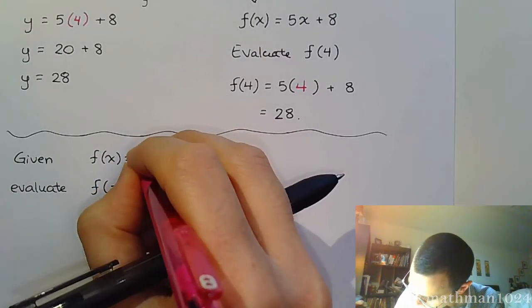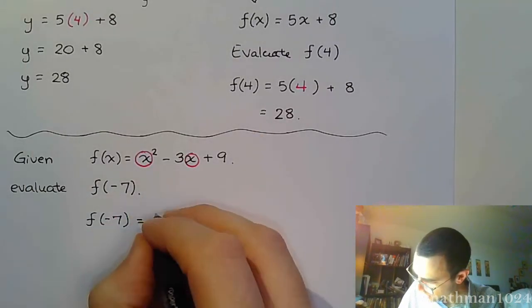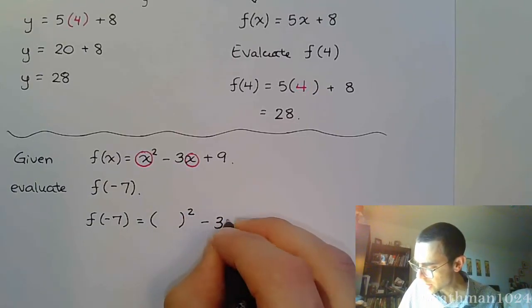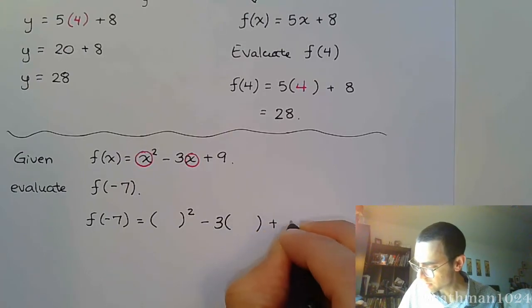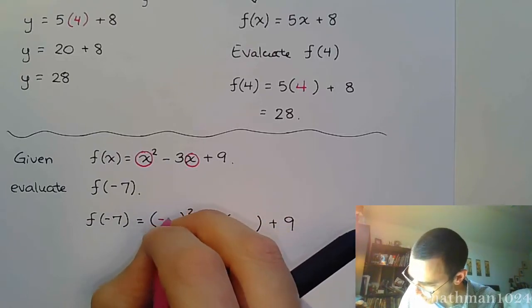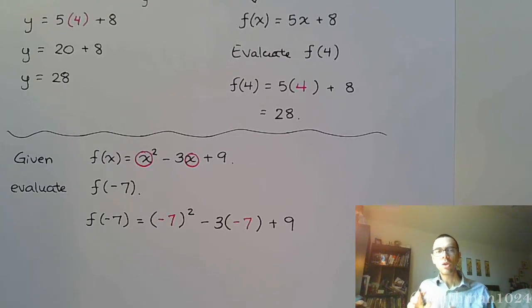Replace the x's with parentheses. So let's do that. I'm going to circle the x's so we know where they are. I'm going to replace all of those guys with parentheses, but I'm going to keep everything else. I'm going to keep the square. I'm going to keep that coefficient of 3. And now, inside of these guys, I'm going to plug in the input value, negative 7. If you understand that concept, then the rest of evaluating functions is just, can you do the order of operations? That's all I'm asking.